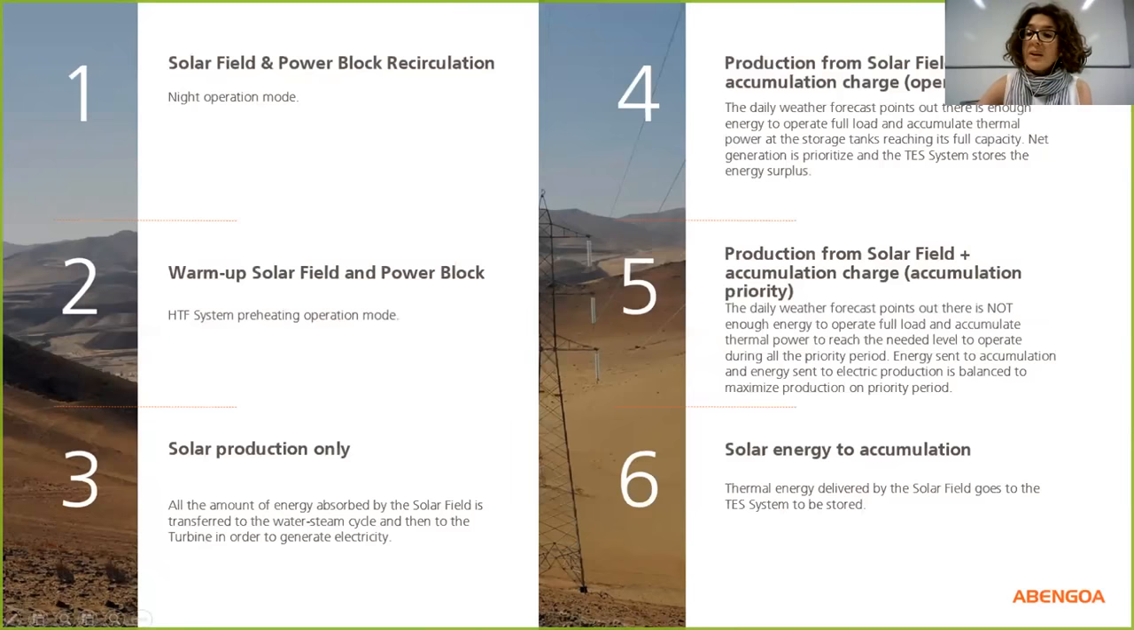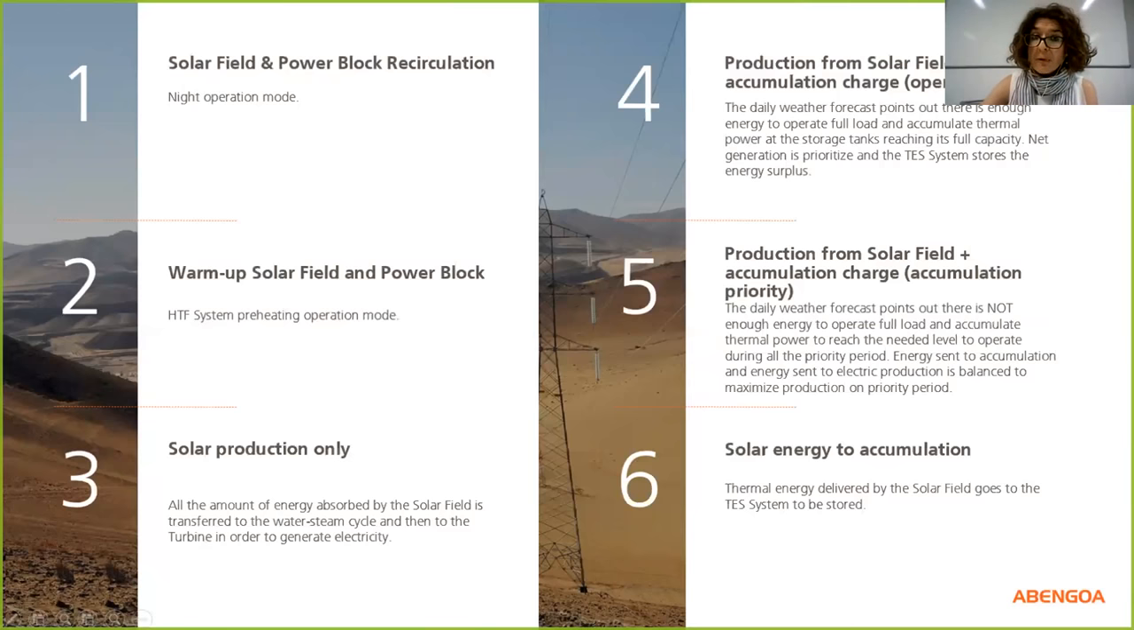The second is the warm up of the solar field and power block in the morning, where the HTF is preheating in the solar field. Later, we start with solar production, where all the amount of energy absorbed by the solar field is transferred to the water steam cycle and then to the turbine to generate electricity.